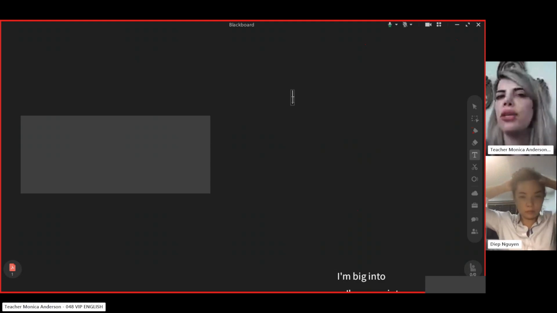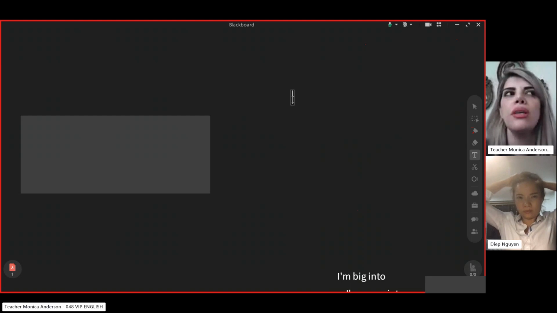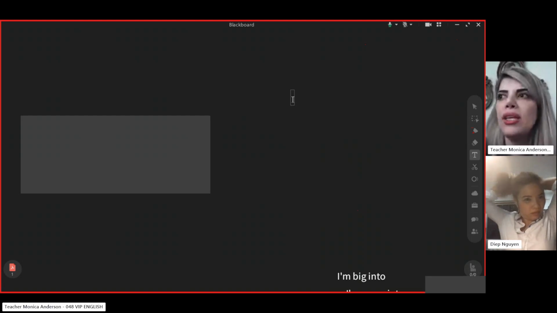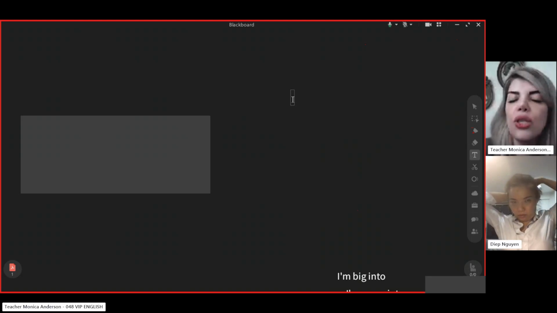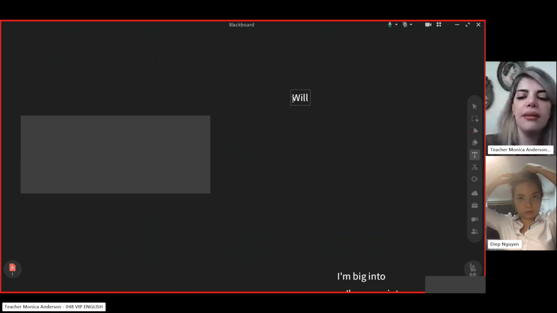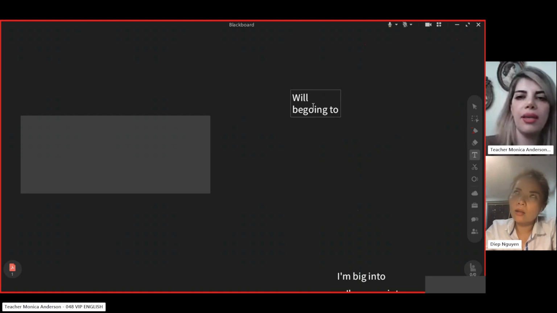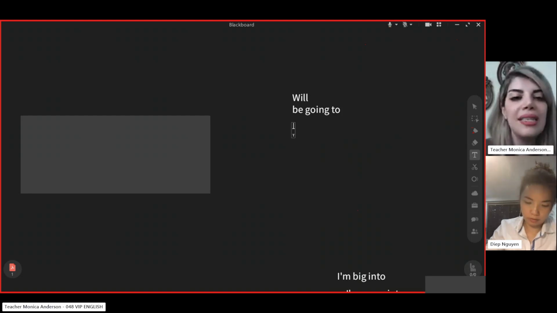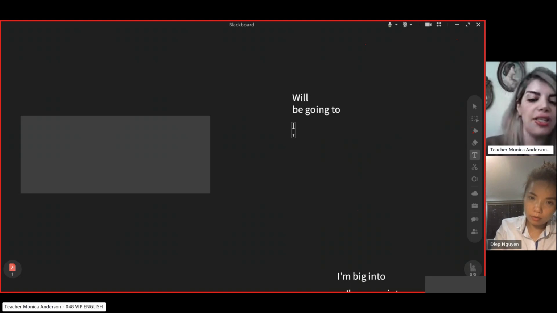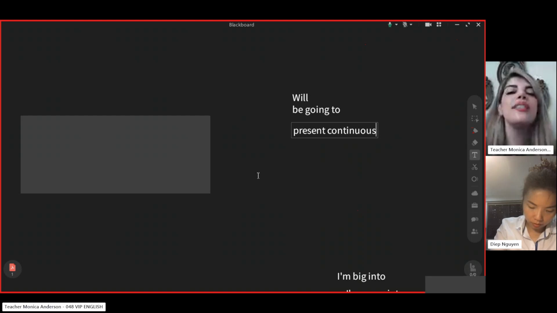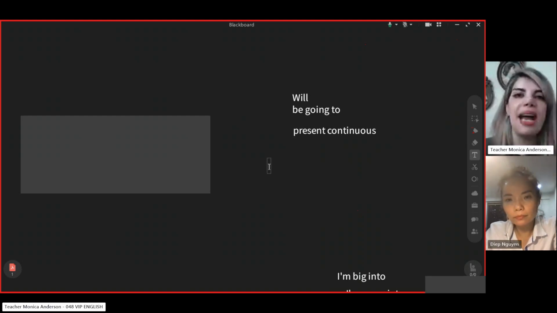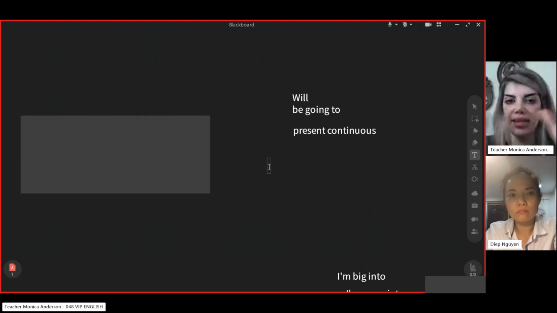Okay, about future arrangements. But we can also use will for future arrangements. We can use be going to as well. So what's the difference between will, be going to, and present continuous or ing? What's the difference between these three? I want to write 3 examples, then I can explain using these examples.